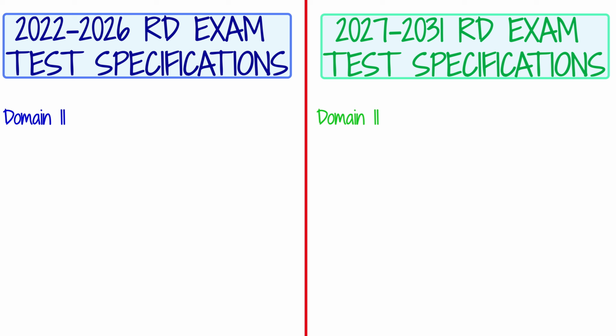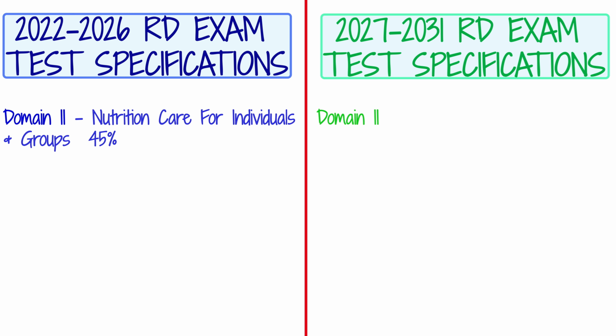So currently domain 2 is titled Nutrition Care for Individuals and Groups and makes up 45% of the exam. But in the new version, it's titled Community and Public Health Nutrition and drops down to 22% of the exam. So not only is the title very, very different, but the topics within the domains are really different as well, as we will soon cover.